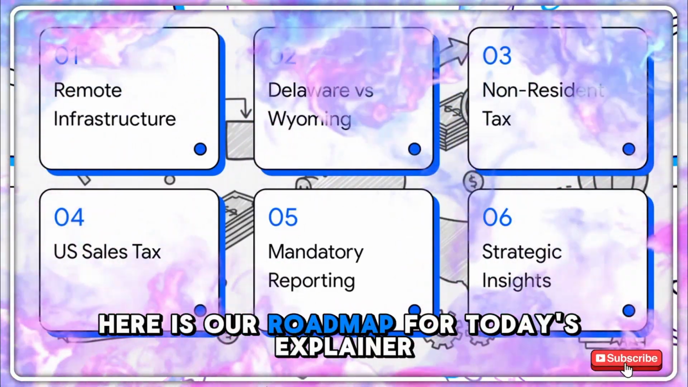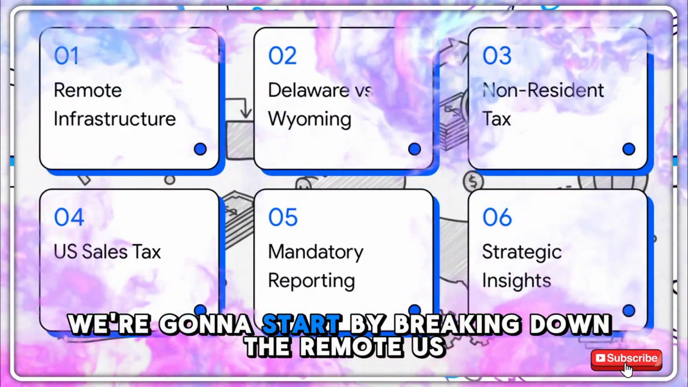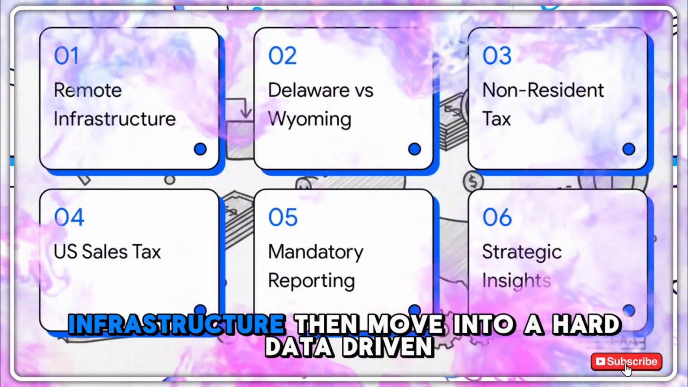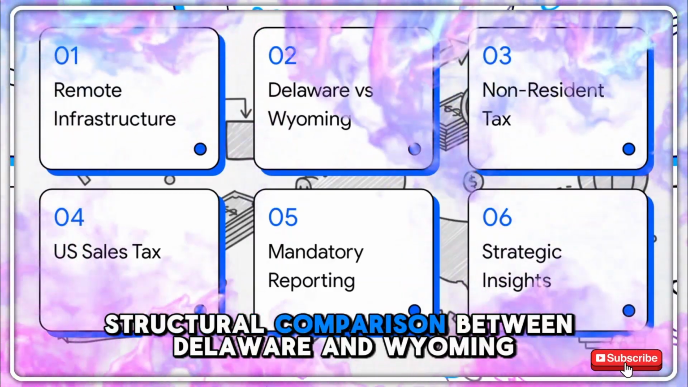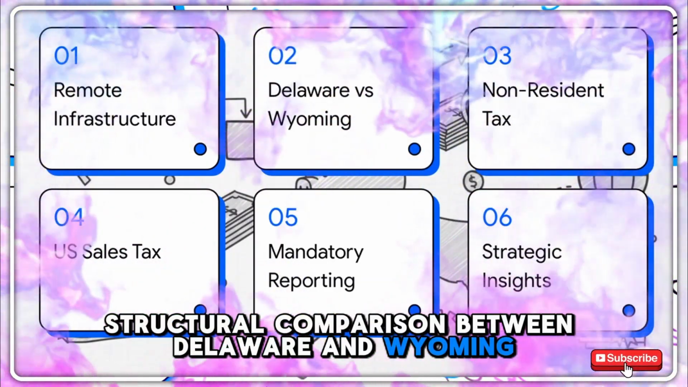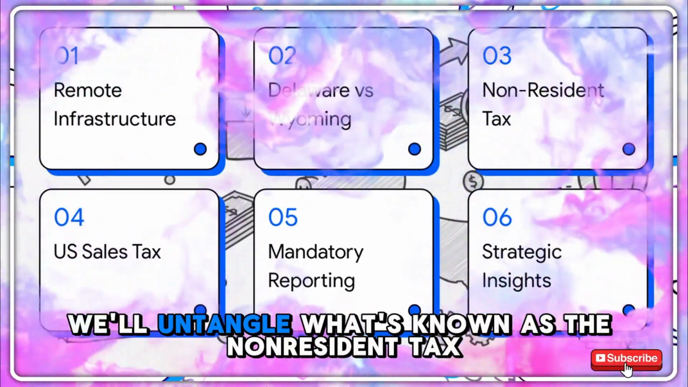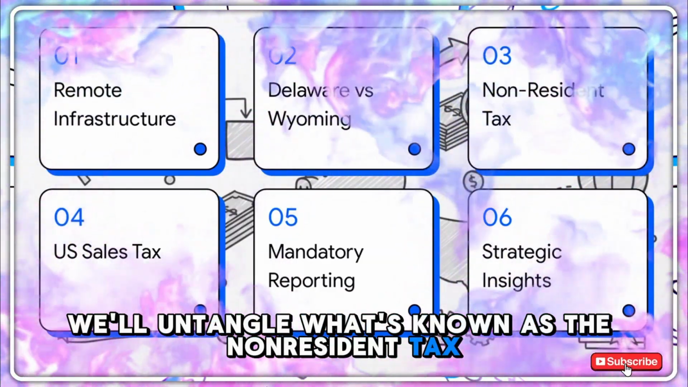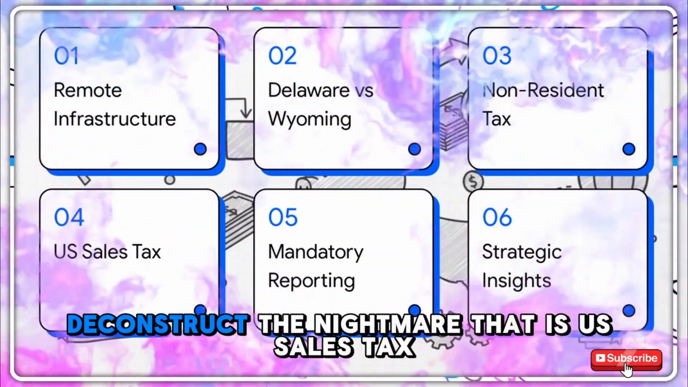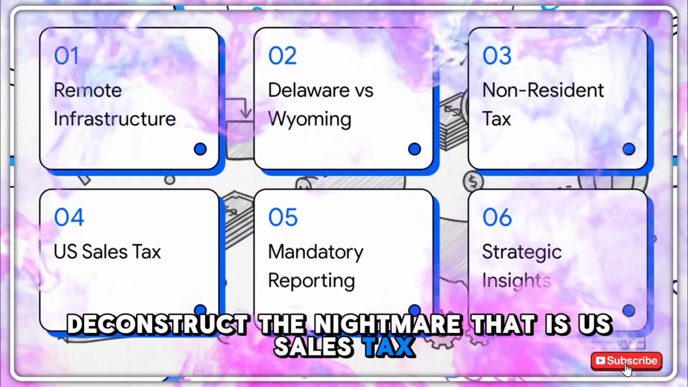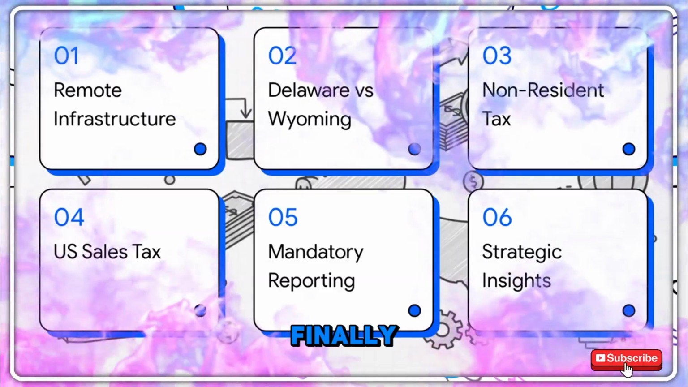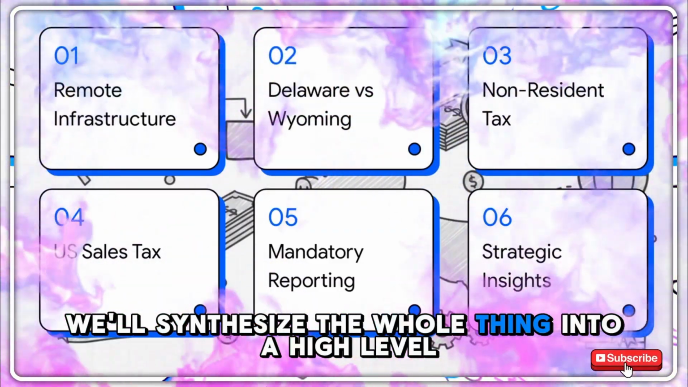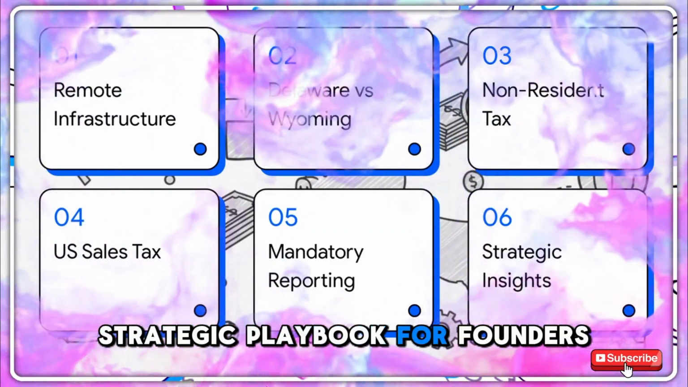Here is our roadmap for today's explainer. We're going to start by breaking down the remote US infrastructure, then move into a hard, data-driven structural comparison between Delaware and Wyoming. After that, we'll untangle what's known as the non-resident tax paradox, completely deconstruct the nightmare that is US sales tax, and expose the hidden costs of mandatory reporting. Finally, we'll synthesize the whole thing into a high-level strategic playbook for founders.